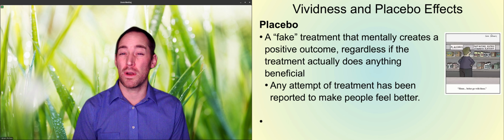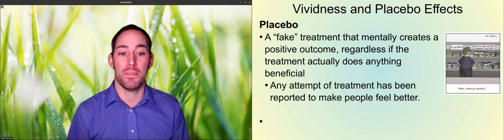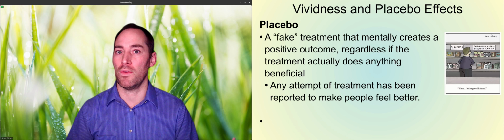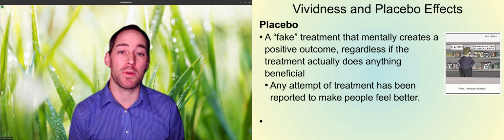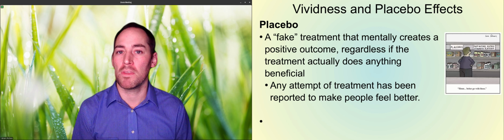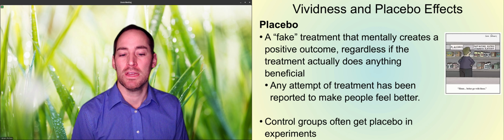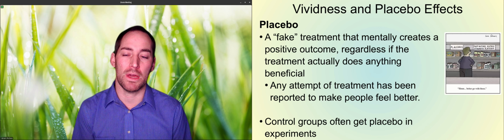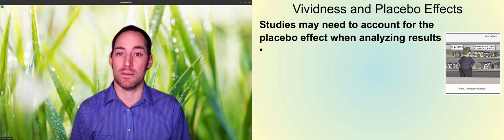So any attempt of treatment has been reported to make people feel better. For any kind of illness or disease, with a group of people overall that get a treatment, even if half of them get a placebo, even those people getting a placebo tend to report feeling a little better. So that's what we're talking about with placebo effects. Control groups often get a placebo in experiments, and studies sometimes need to account for placebo effects.